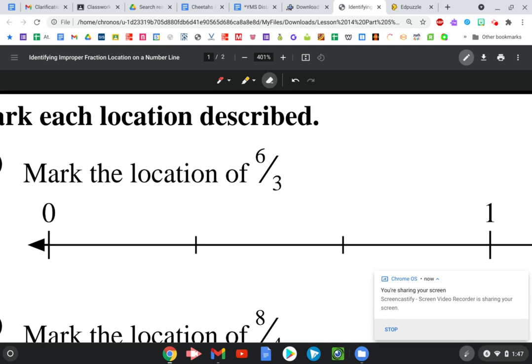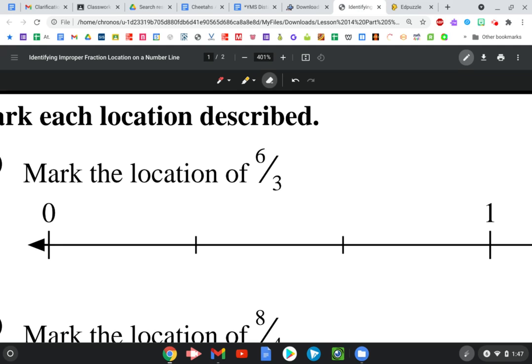We will continue to work with fractions on a number line today. Our learning target is I can place improper fractions and mixed numbers on a number line. So today's number lines will eventually grow to larger than 1. But for now, let's take a look at this number line.